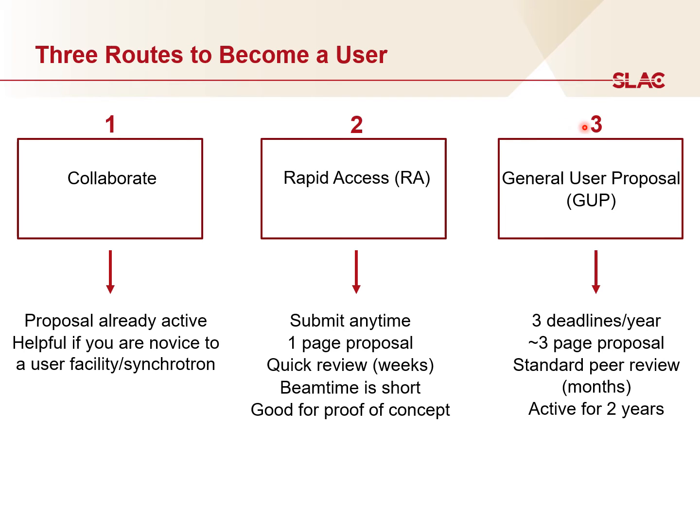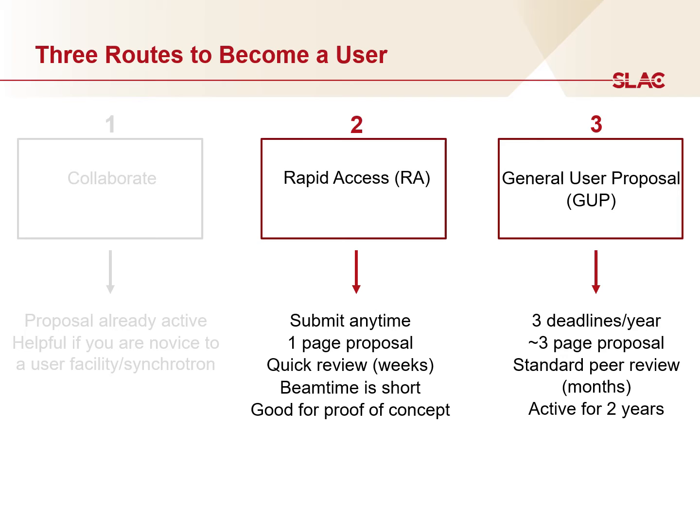The final route to becoming a user at SSRL, and the route that we hope most of our users end up taking, is a general user proposal, or a GUP as I will sometimes refer to it. A GUP is a longer 3-page proposal and may include some preliminary data, for example from rapid access beam time. If the proposal receives a good rating, the proposal is eligible to request beam time 3 times per year for as long as the proposal is active. Proposals are active for 2 years, and in some cases, they may be eligible for a 1-year extension. The time frame between proposal submission and first beam time may take 5 to 8 months.